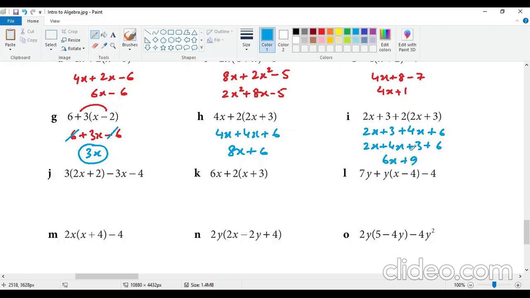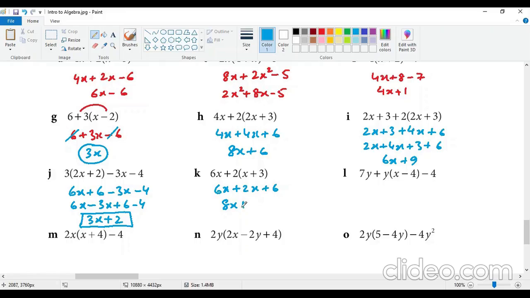You get full marks. 3 times 2 is 6x, plus 3 times 2 is 6, minus 3x minus 4. 6x, arranging the like terms together, 3x plus 6 minus 4 will give you 3x plus 2 as an answer. This will give you 6x plus 2x plus 2 times 3 is 6. That means it's going to give us 8x plus 6 as an answer.